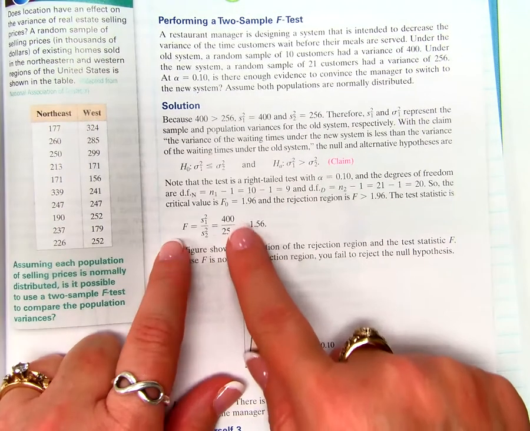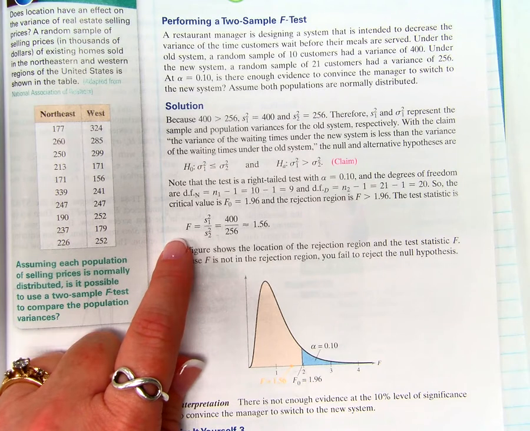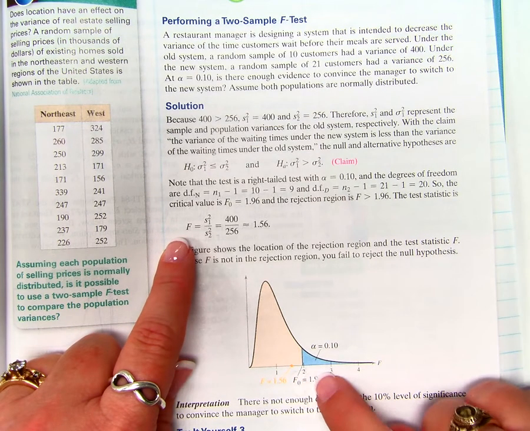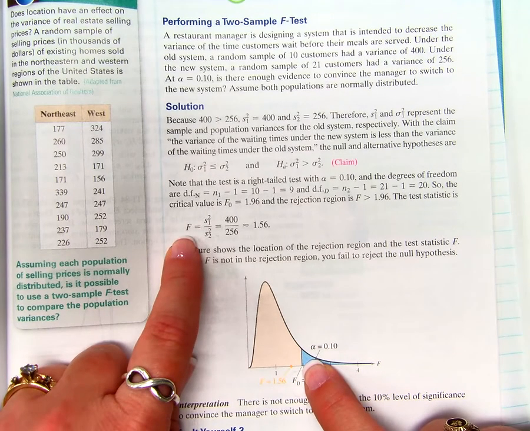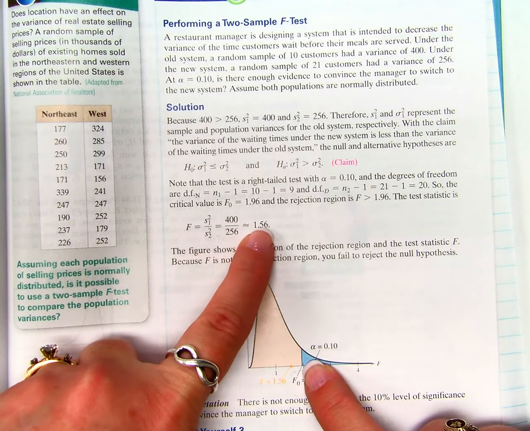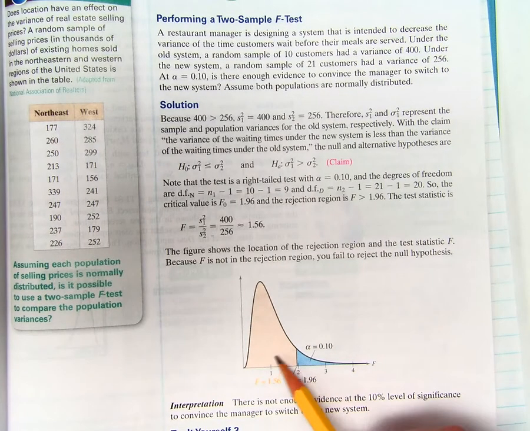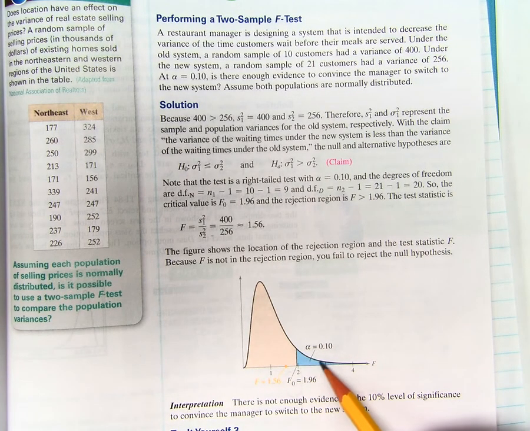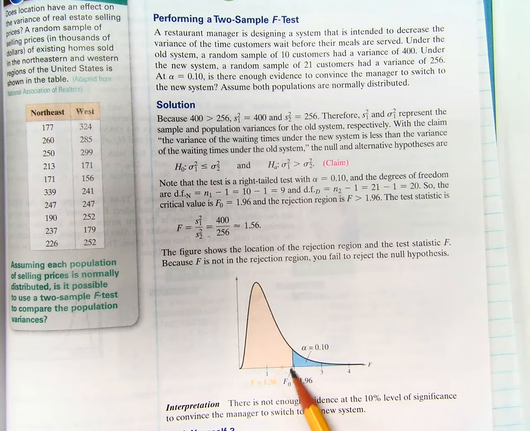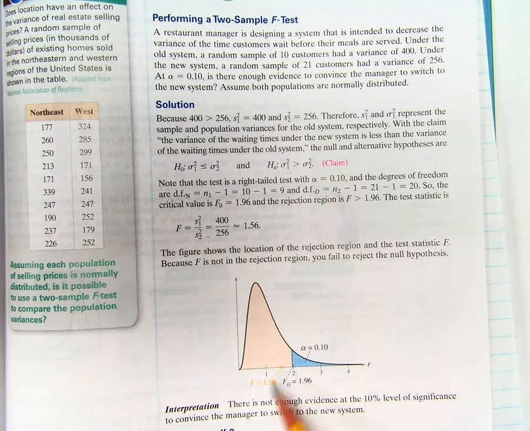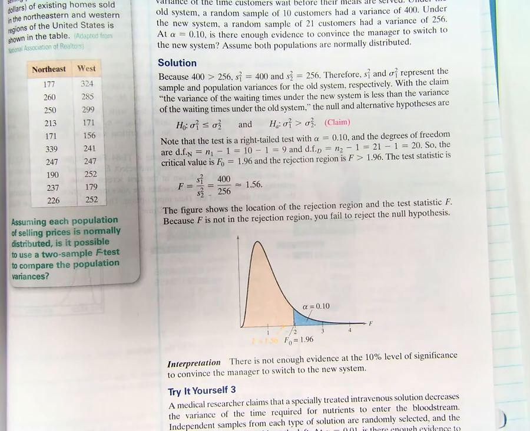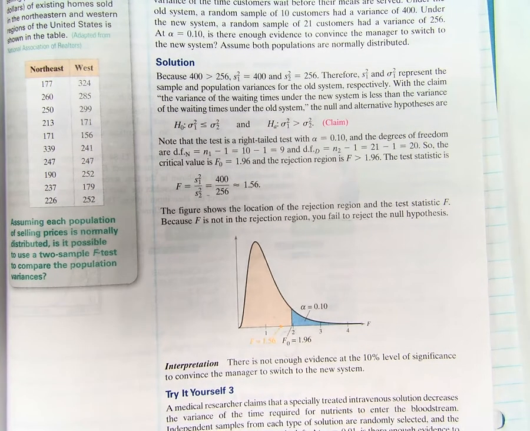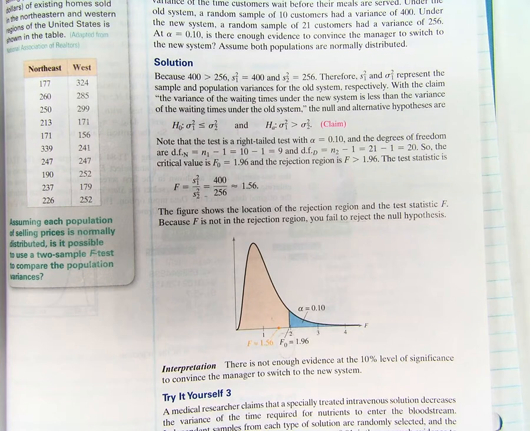Doing the actual division gives me my F value, not my F sub 0. F sub 0 is my critical value. I found that, 1.96. That gives me my critical value to know where to look. Doing the actual F division, 400 divided by 256 gives me 1.56. Well, is 1.56 in this area right here, or is it in the rejection region? 1.56 is less than 1.96, so it's not in the rejection region. So what do you do? You fail to reject it. If it's not in the rejection region, you fail to reject it. There's not enough evidence at the 10% level of significance to convince the manager to switch to the new system.